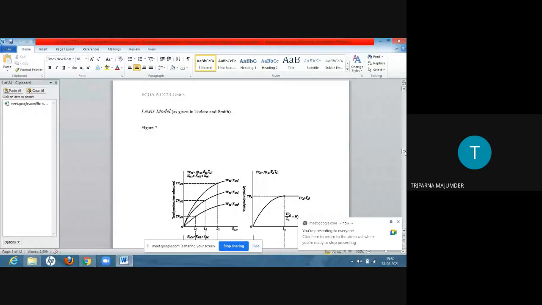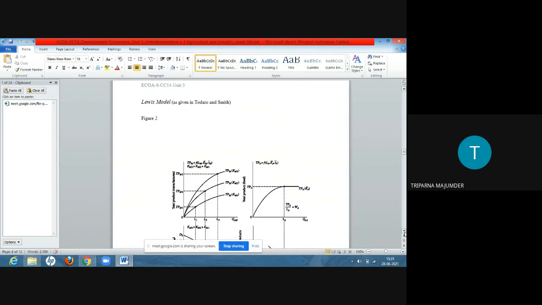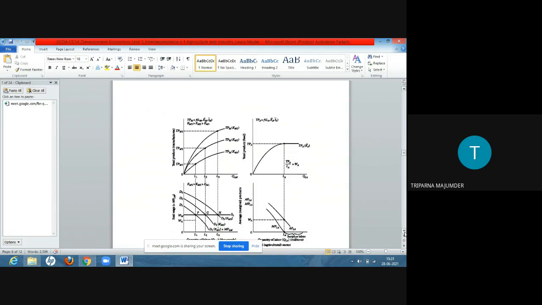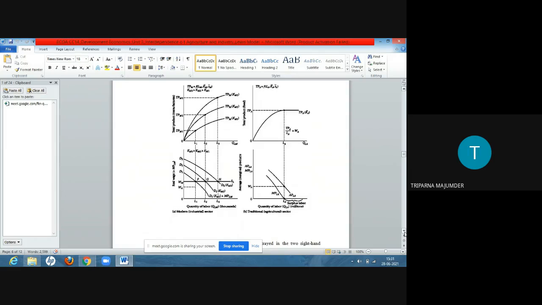Now we look at the Lewis model as given in the book by Todaro and Smith. Okay, this is their graphical presentation. I hope all of you can see this.